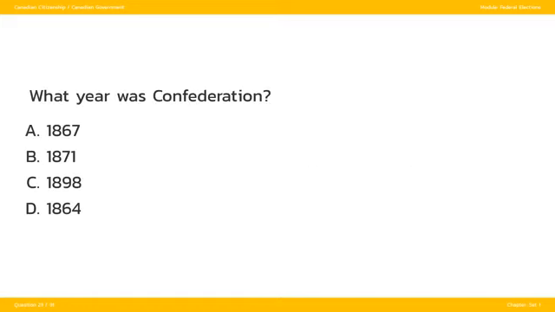What year was Confederation? A. 1867. B. 1871. C. 1898. D. 1864. The answer is A. 1867.